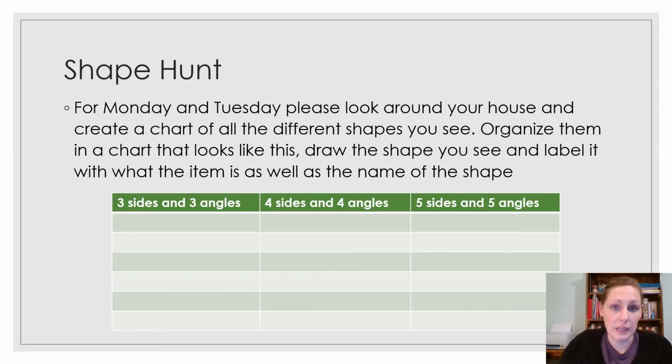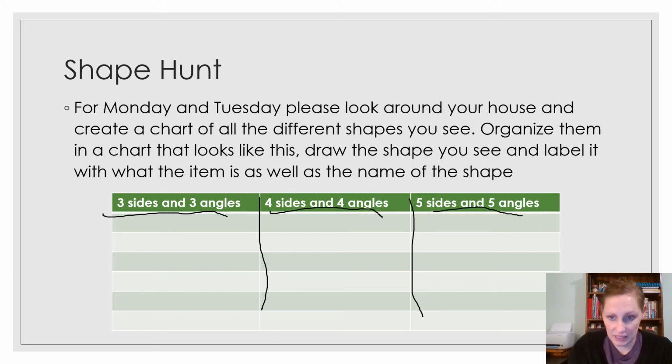So this week, for Monday and Tuesday, we'd like you to look around your house and create a chart of all the different shapes you see. Organize them in a chart like this. It should have 3 different columns, labeled 3 sides and 3 angles, 4 sides and 4 angles, 5 sides and 5 angles. Then you're going to go around your house and see what different shapes you can find.